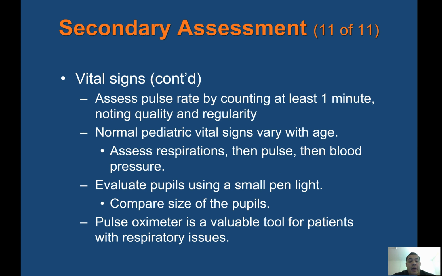Assess pulse rate by counting at least 1 minute, noting quality and regularity. Normal pediatric vital signs vary with age. Assess respirations, then pulse, then blood pressure. Evaluate pupils using a small pen light. Compare size of the pupils. Pulse oximetry is a valuable tool for patients with respiratory issues.